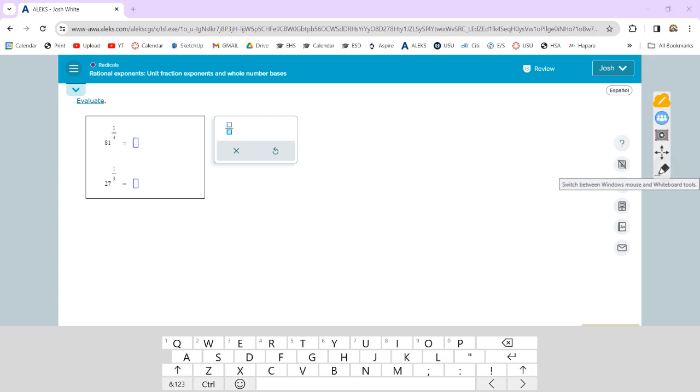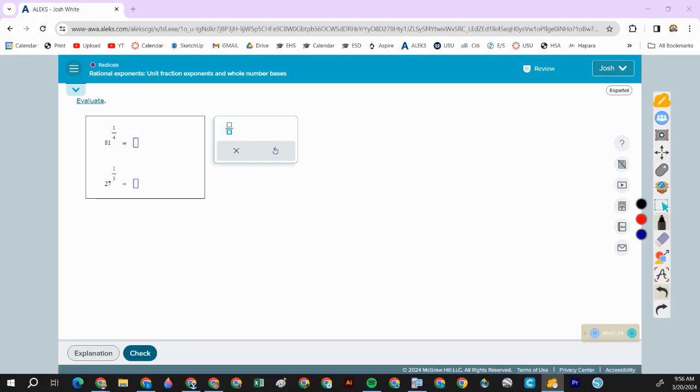Okay. So 81 to the 1/4. 81 would be 3 times 3 times 3 times 3. And we want one of those. So the answer is 3. 27 is 3 times 3 times 3. We want one of those.